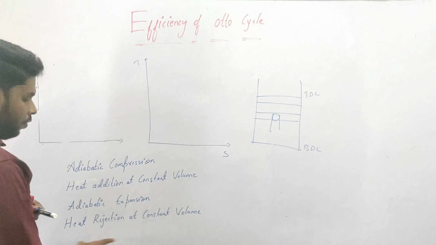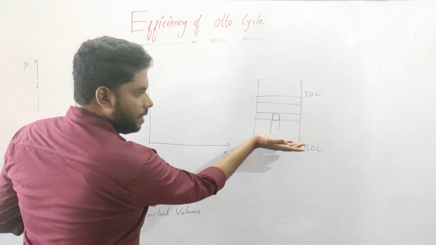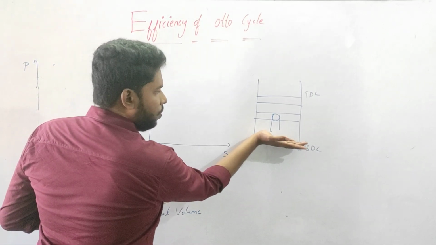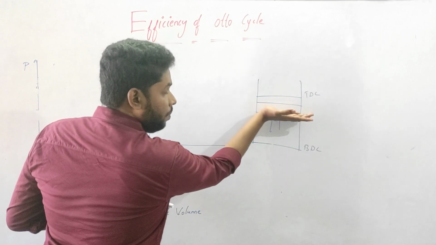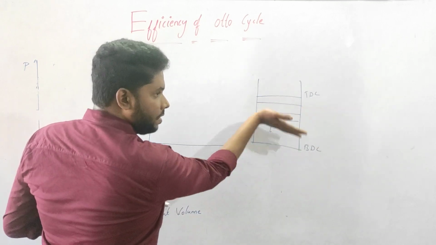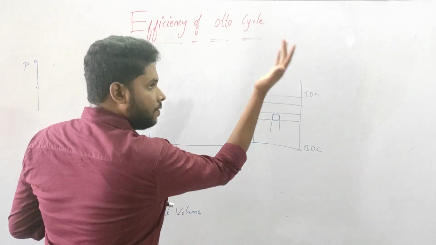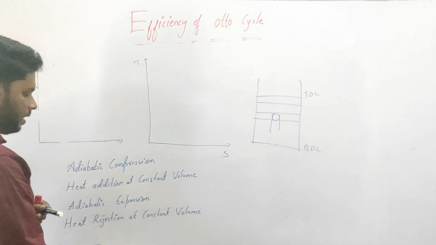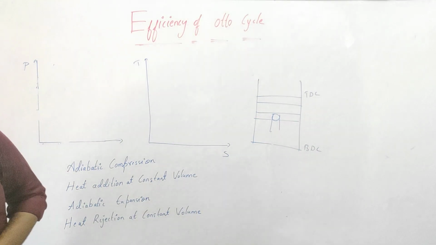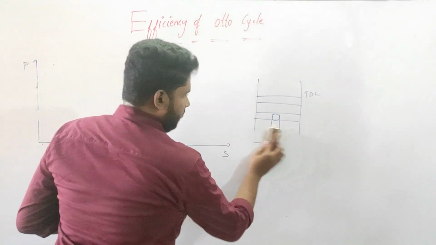Now for the heat rejection at constant volume, again the piston is at BDC. Now the piston will move from BDC to TDC by expelling all unburned gases through the exit valve. All the unburned gases will be expelled out. The fourth is the heat rejection at constant volume. So it is about the basic four processes.